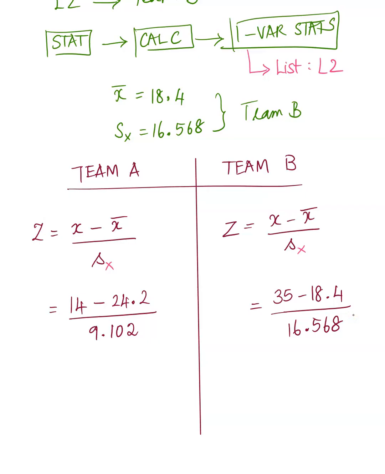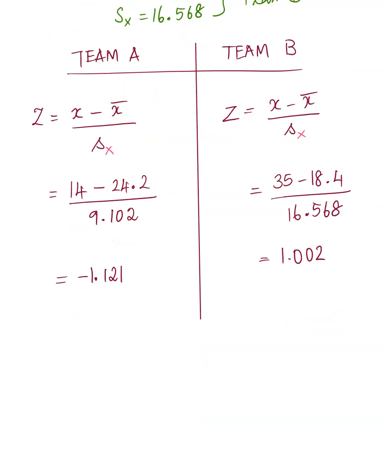This is something you have to do manually. Calculate it, but you can use a calculator to punch these in and then write down the results. I get these two values. Team A is negative 1.121, and B is 1.002.